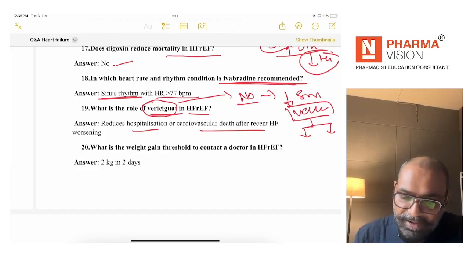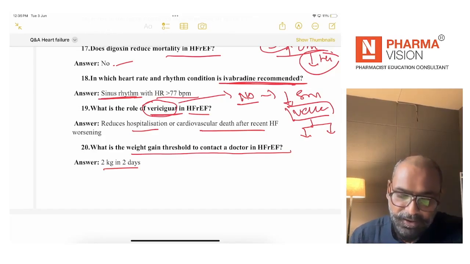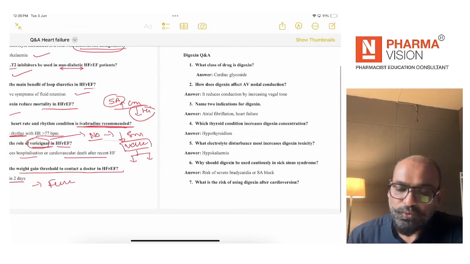What is the weight gain threshold? Okay, 2 kilo in 2 days. That means fluid accumulation, because 2 kilogram in 2 days is not fat accumulation, that's the weight change due to fluid retention. So these are the questions.